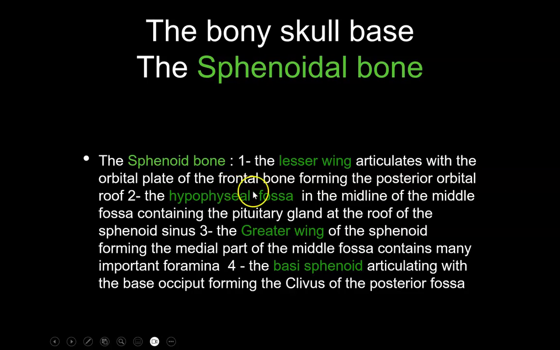After the hypophyseal fossa in the midline, containing the pituitary gland in the roof of the sphenoid sinus, and lateral to the hypophyseal fossa, there is the greater wing of the sphenoid, forming the medial part of the middle fossa and containing the important foramina. So the foramina of the middle fossa are present in the greater wing of the sphenoid. And in the midline posteriorly, we have the basisphenoid articulating with the basiocciput of the occipital bone, forming the clivus.